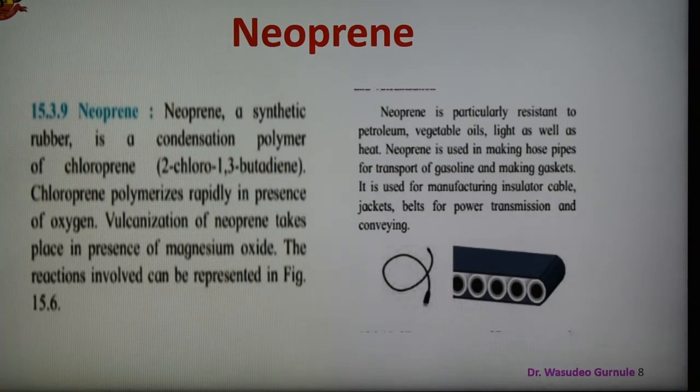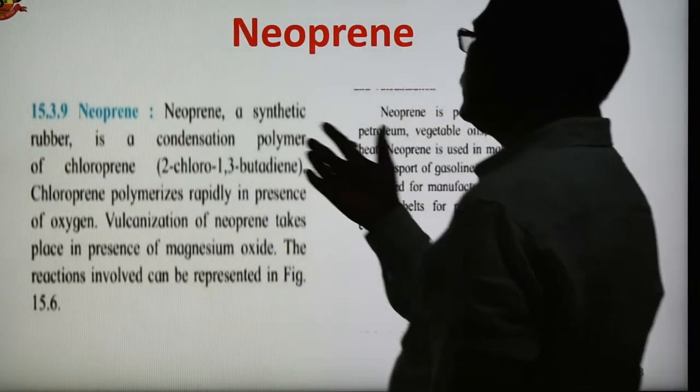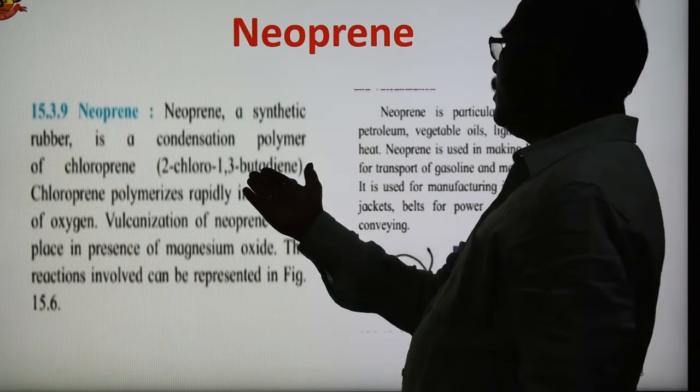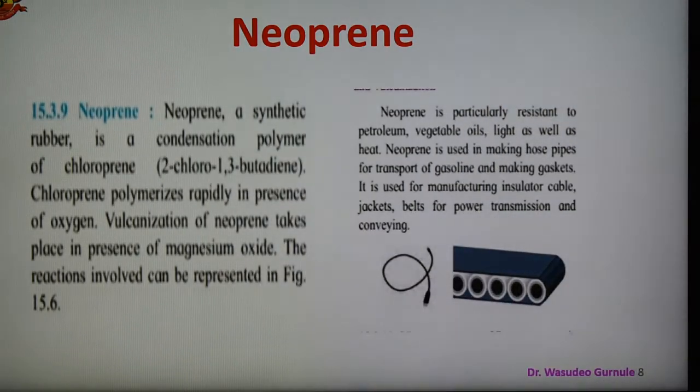So in the case of neoprene, it is also a rubber. Neoprene is a synthetic rubber, and it is a condensation polymer, a polymer of chloroprene. The name of chloroprene is 2-chloro-1,3-butadiene. It is 1,3-butadiene, but at the 2 position what is there? Chloro. So it is known as chloroprene, or 2-chloro-1,3-butadiene.